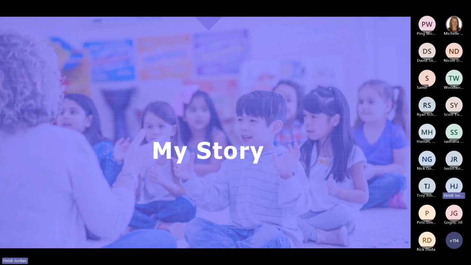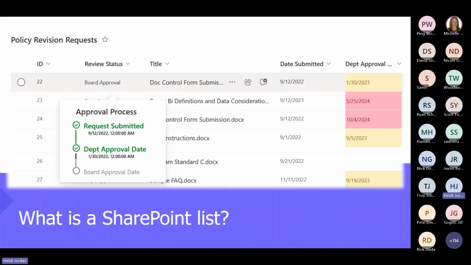So let's get some of the groundwork here. What is a SharePoint list? I'm sure most of the people in this audience know what a SharePoint list is, but it's really just a place. It's essentially an Excel spreadsheet that lives inside of SharePoint. It's a way for you to track data, dates, any sort of metadata. Basically, tracking a list of items is a SharePoint list.